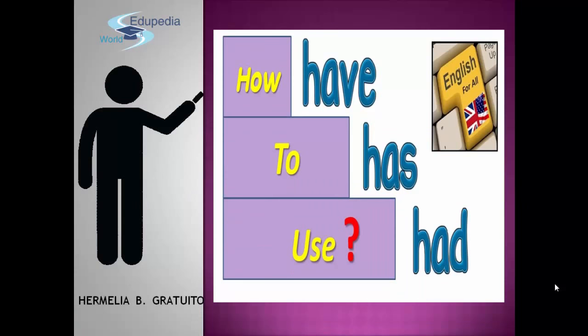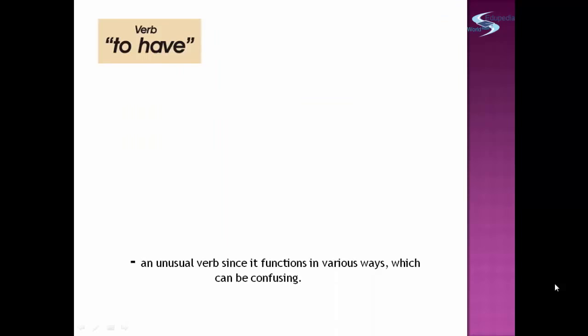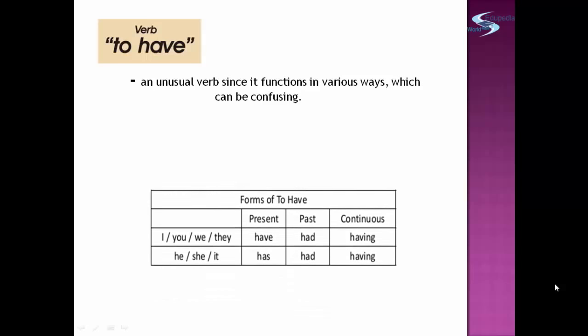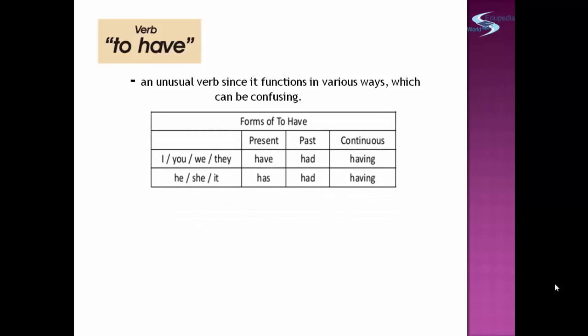Our lesson for today is the verb to have. The verb to have is an unusual verb since it functions in various ways, which can be confusing. These are the forms of verb to have.